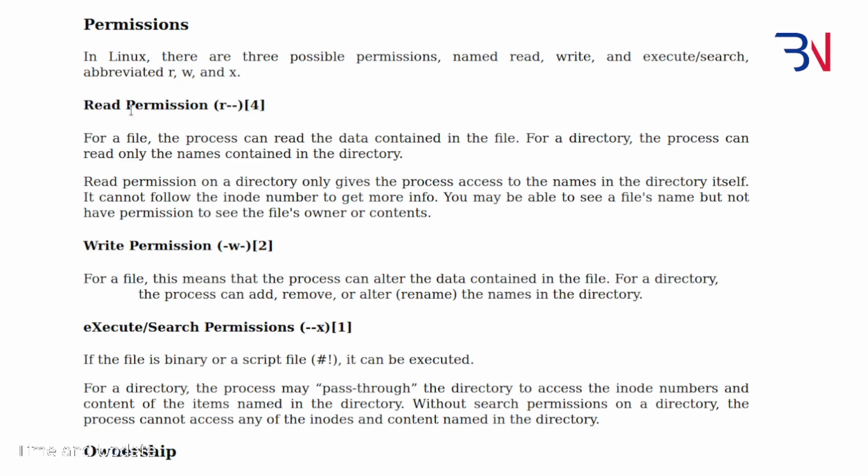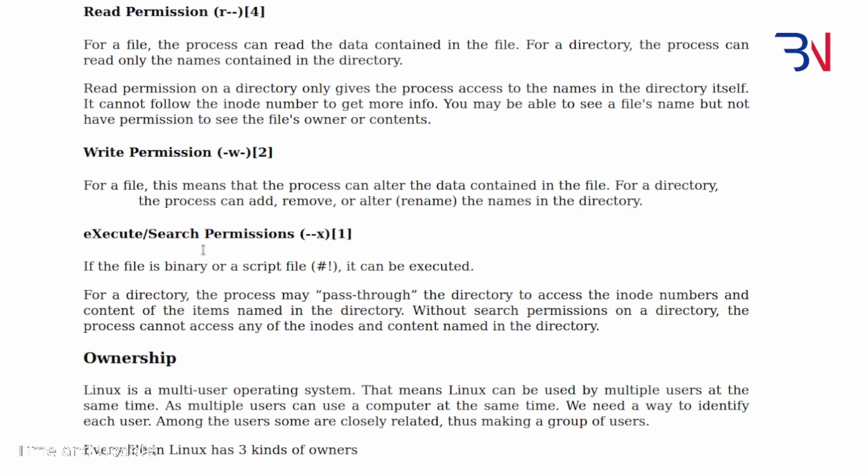If a user has read permission on a file, he or she can read the content of that file, the data in the file. For a directory, the user can list the names and read the contents in the directory. For write permission, the user can modify the data in the file. For a directory, the user can edit, remove, and alter the files and directories in the directory.